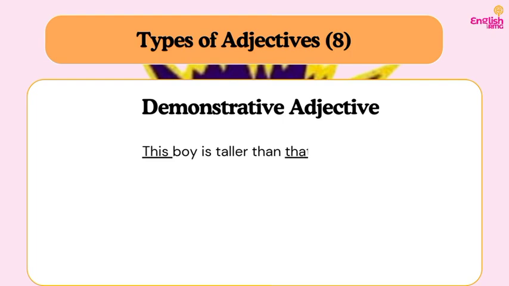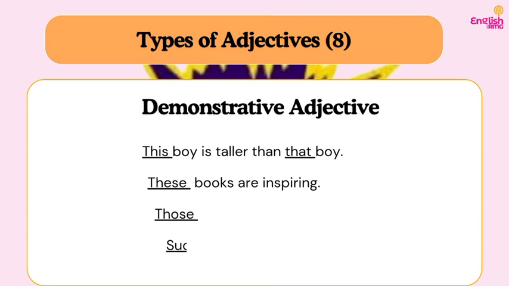Let's consider a few examples. So we have, this boy is taller than that boy. So we have two demonstrative adjectives here, this and that. You can say that they point out the noun that we are talking about. Do you understand? We could also have, these books are inspiring. So this here is a demonstrative adjective, pointing out what I'm actually talking about, which is books. Do you understand? So in another example, we could have, those boys are brilliant.